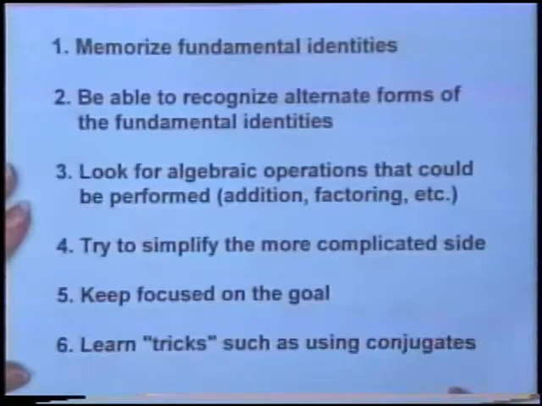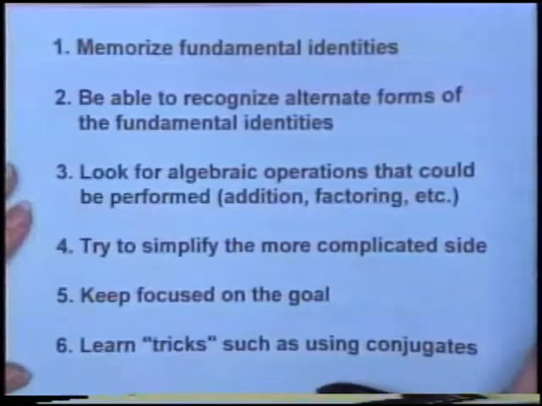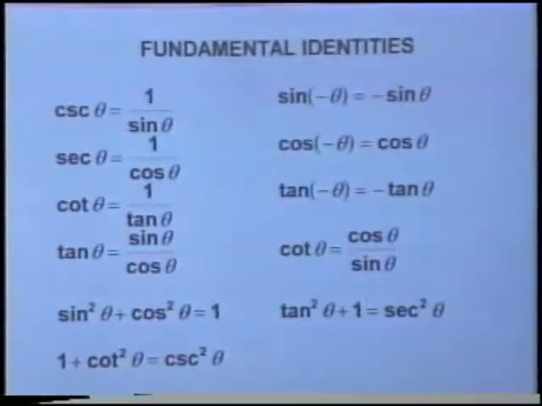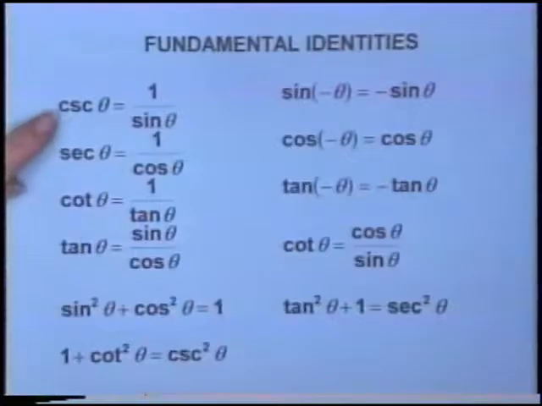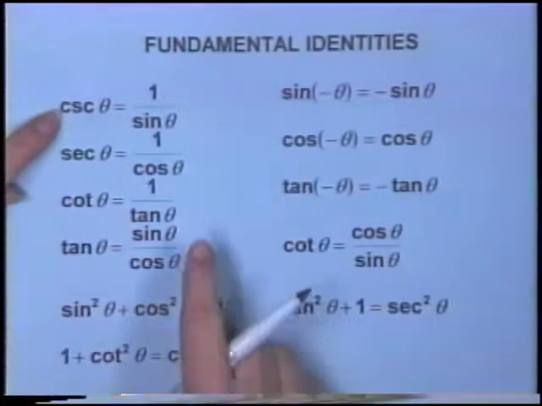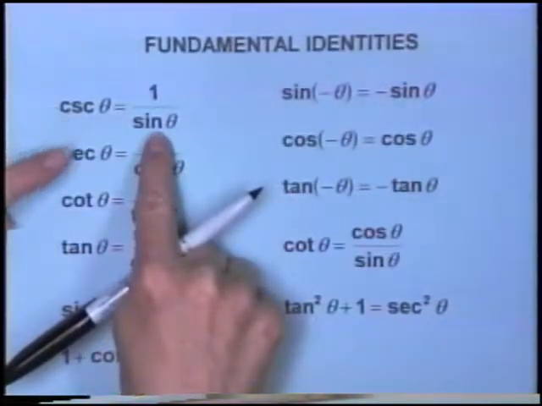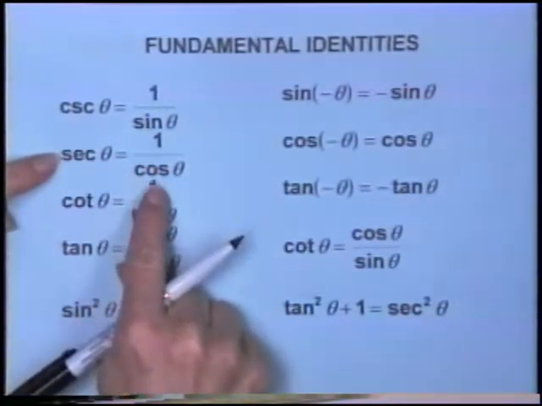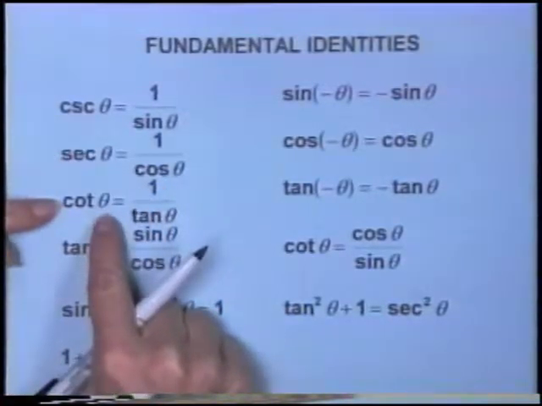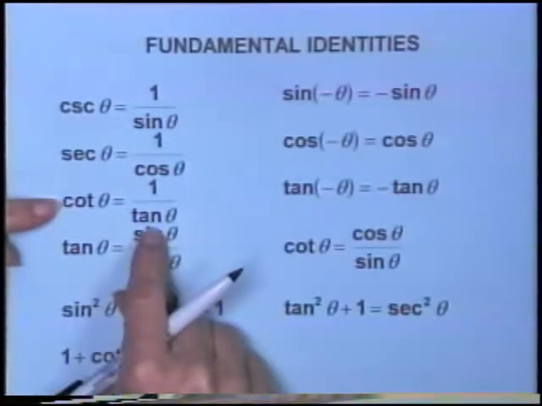Now, before we look at these other steps, I want us to look at the fundamental identities and review those so we're sure exactly what identities we're talking about here. Notice that the first fundamental identity I have written is cosecant theta equals 1 over sine theta. These first three identities that you see here are referred to as the reciprocal identities. We recall that cosecant is the reciprocal of the sine function. Secant theta equals 1 over cosine theta. Cotangent theta equals 1 over tangent theta.